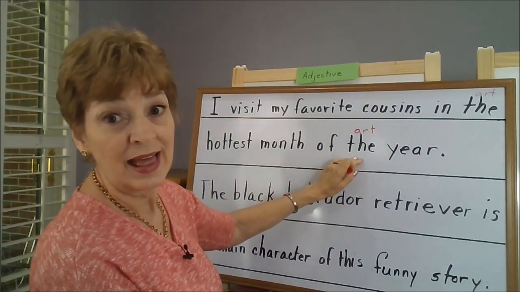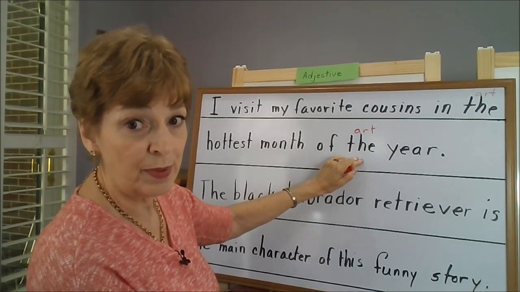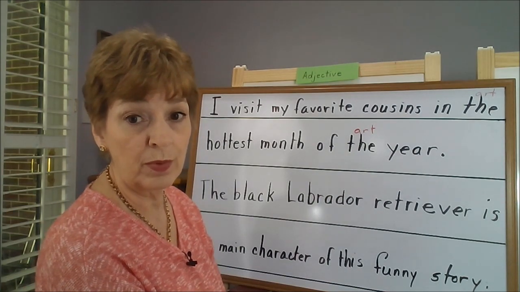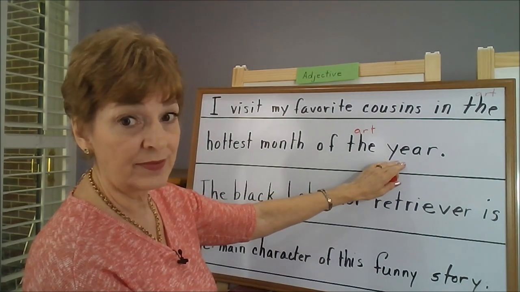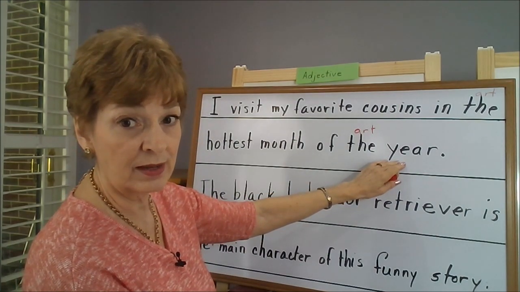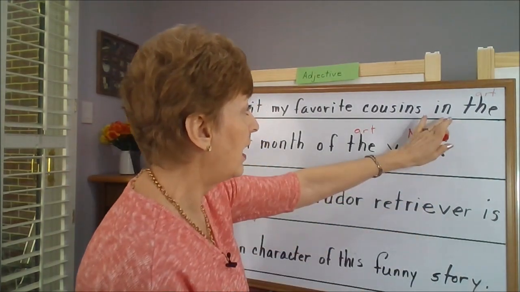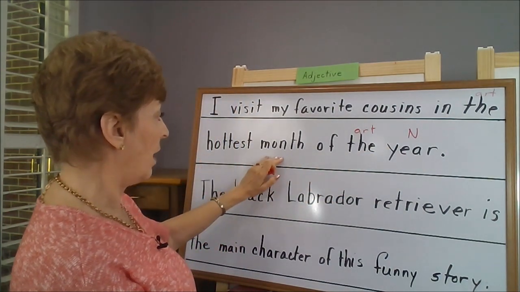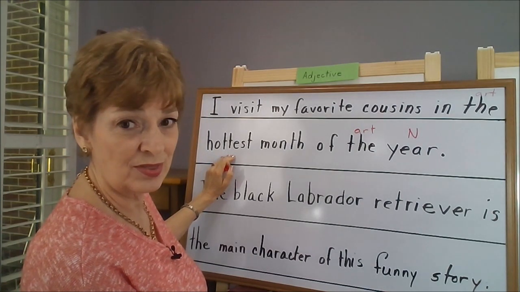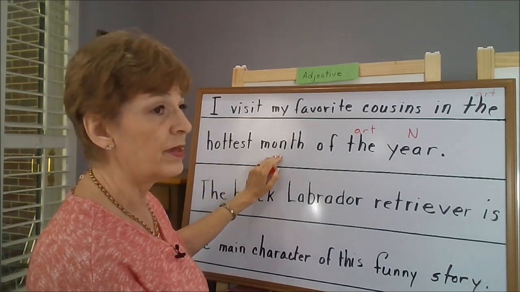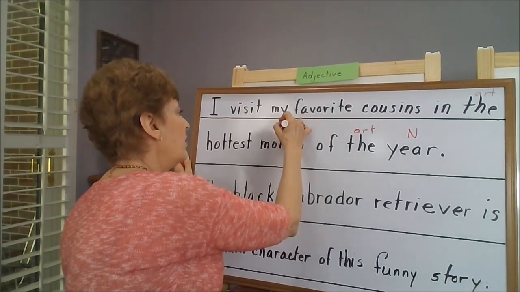Now I know that if there's an article, there is a noun very close by, probably the next word or within the next couple of words. So this tells me that year, I have to think, is a year a person, place, or thing? It is, it's a thing. All right, so this is a noun. And here I have the hottest month. Is hottest something I can touch? Is that a person, place, or thing? No. How about month? Oh yes, that's a thing. So month is a noun.